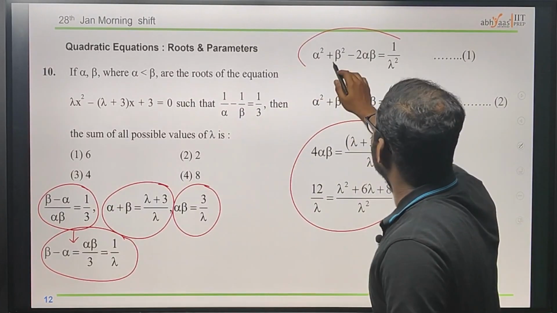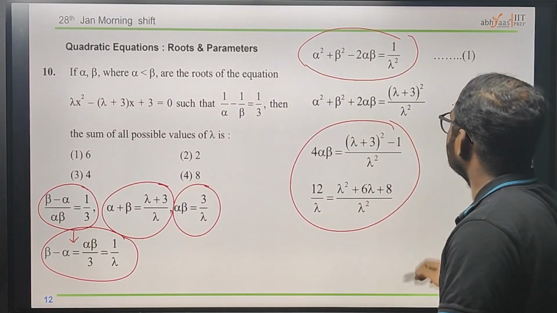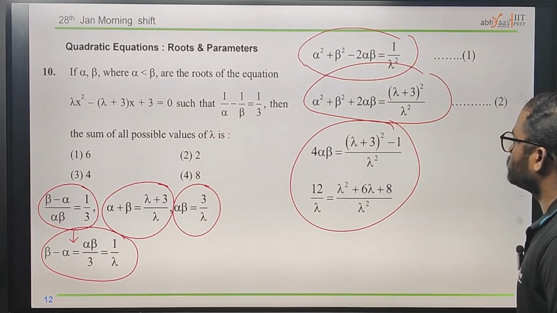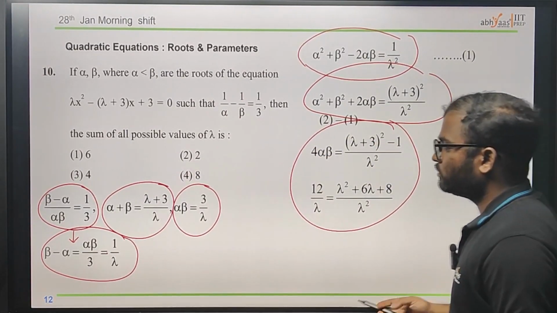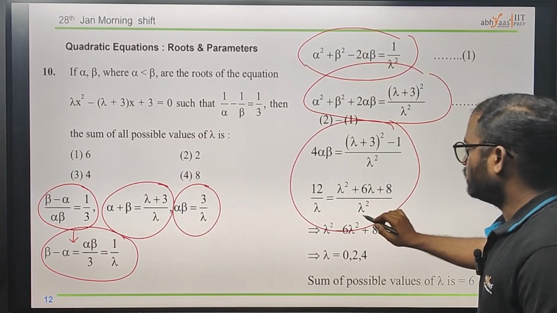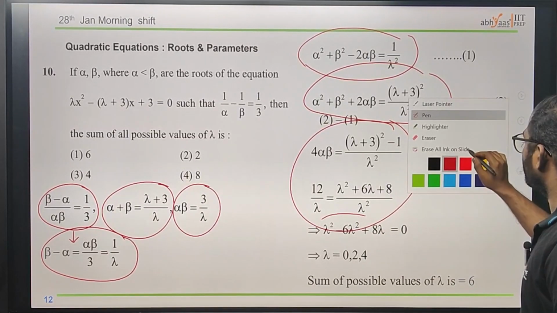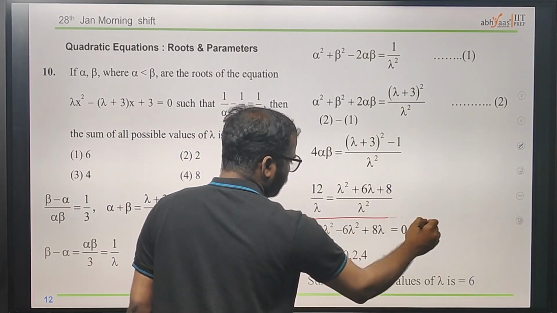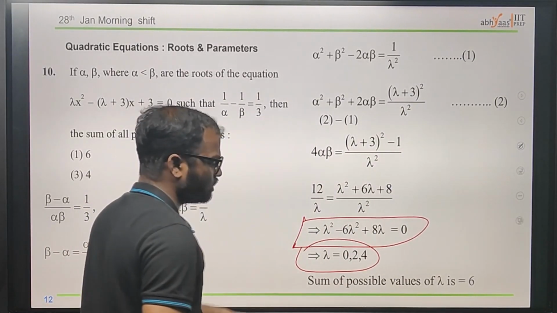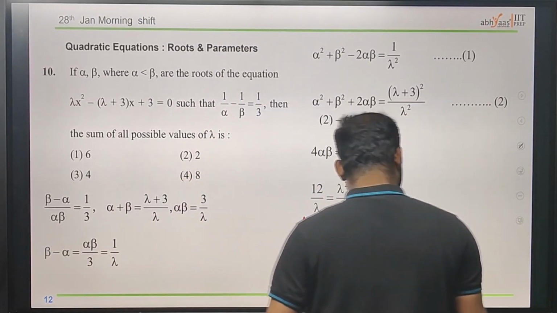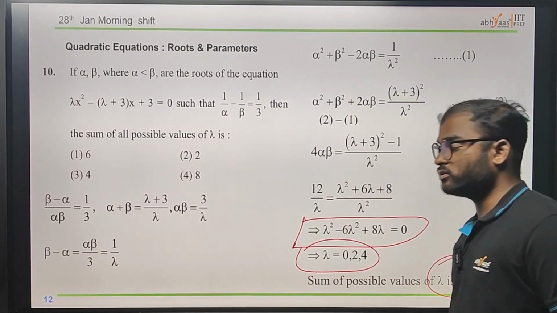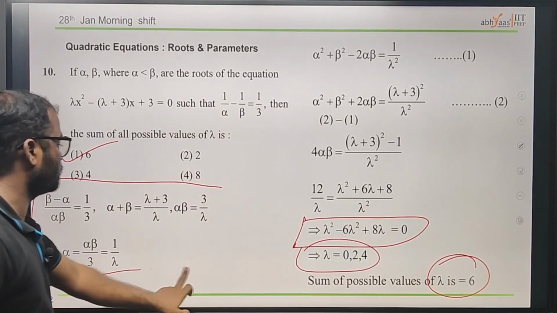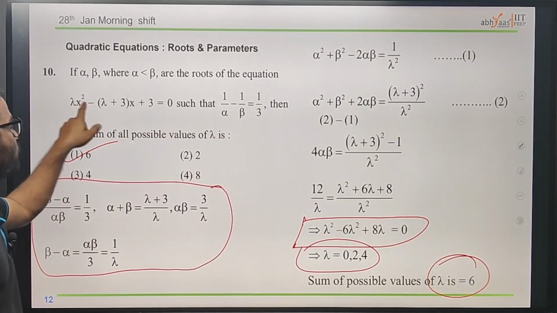We can write that as alpha square plus beta square, which is the first equation, and similarly for the second equation. Now that can be proceeded with, or similarly after doing some simplifications. Ultimately, we just need to find lambda, which is 0, 2, 4. Ultimately we will get lambda as 6, the sum of all these 3 values will be 6. For the first question, you need to do this. Just use the information from this one.